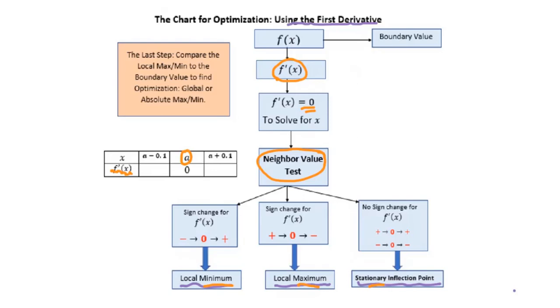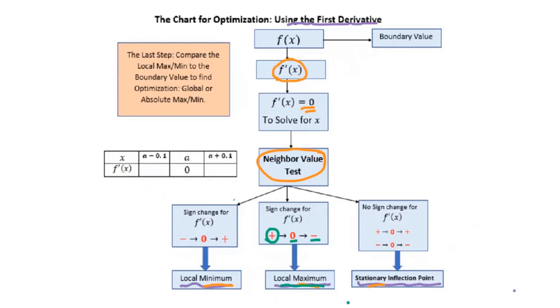For example, when we have a positive here and a negative here. When the derivative is positive, that means an increasing graph, right? And then for f prime of a equal to 0, that means here's one point. Then when the derivative at a plus 0.1 is negative, that means a decreasing graph. Therefore, this point will be a maximum. You see, here's the maximum. When you go from positive to 0, then to negative, this point A is a local maximum.